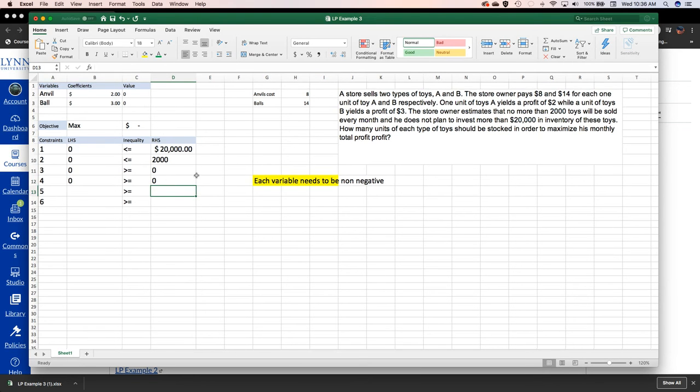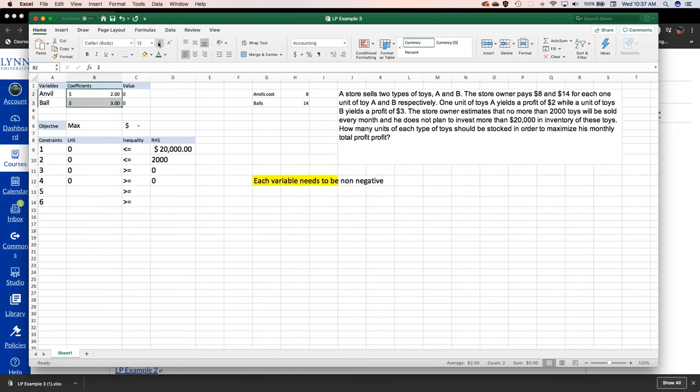So let's double check and make sure that we have accounted for everything. Okay, so we sell two types of toys, anvils and balls, right? Pays $8 for the anvil and $14 for the balls. Okay. Each unit of toy A yields a $2 profit.